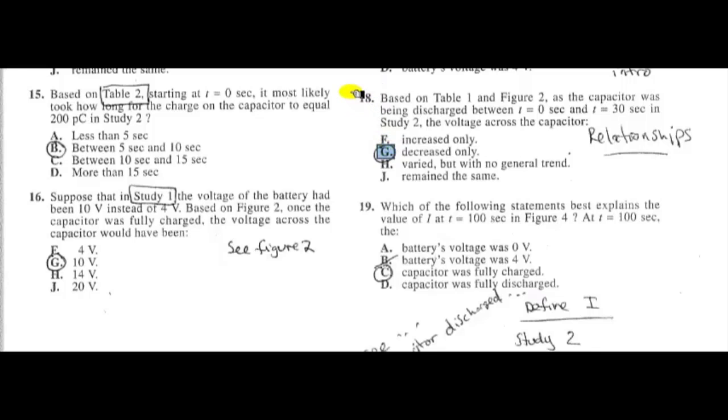Simply look at Figure 4. 3 ways to get the correct answer here in 18. It is a confusing question, but look, follow the 3 different ways. Doesn't matter to me as long as you get the right answer. 18 is G. It's based upon relationships. Make sure that you understand what they're asking you here. Put it in your own words.